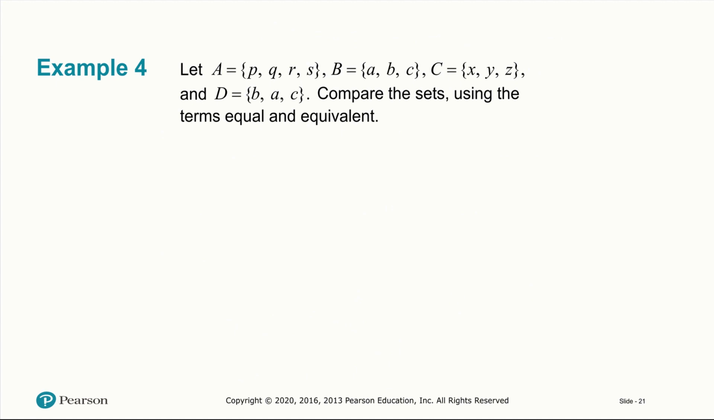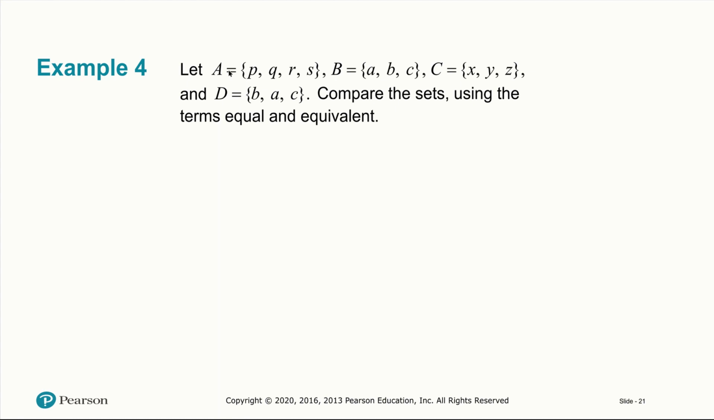So here we have four sets, A, B, C, and D, and we want to compare them in the sense of equality and equivalence, okay? So let's be systematic about it. Let's compare A with B, then we'll do A with C, then A with D, and then we'll move on to B. We'll do B with C and B with D, and then we'll finally do C with D.